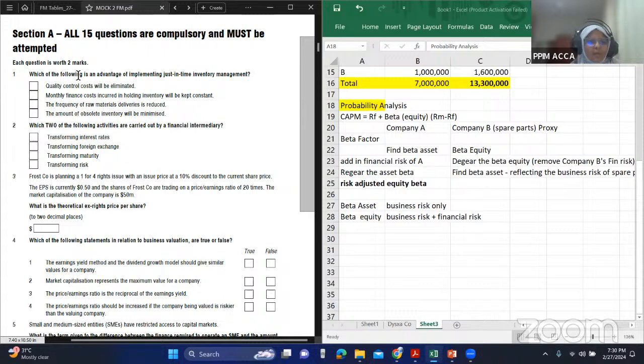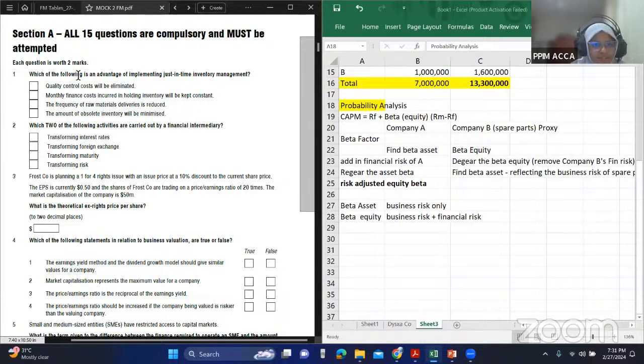Let's read it one by one. Quality control costs will be eliminated. You can't say that it will be eliminated because even if we are going to produce after the order, we still have to make sure that we don't have any defects. So definitely there will be some quality control costs. We can't completely eliminate it.